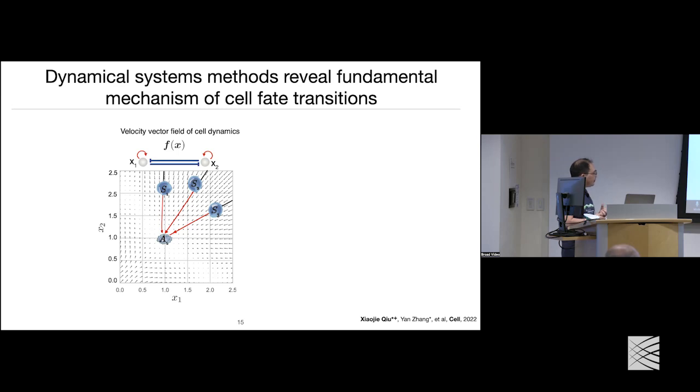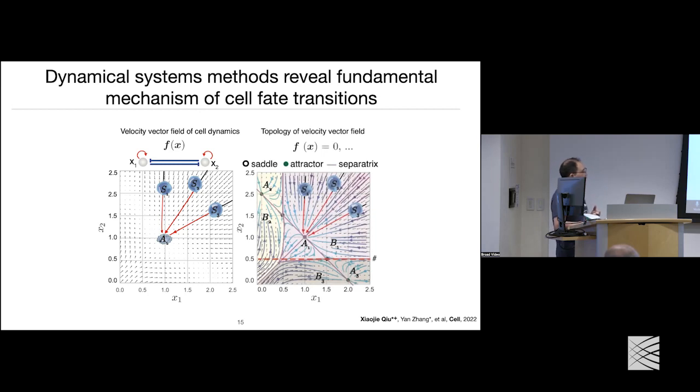And you can see in this vector field, there are three states, S1, S2, coming from different origins but ending up in the same terminal cell state, or attractor state, A1. And in fact, this system has three attractors, A1, A2, A3, and each of them corresponds to an attractor basin, like B1, B2, and B3.